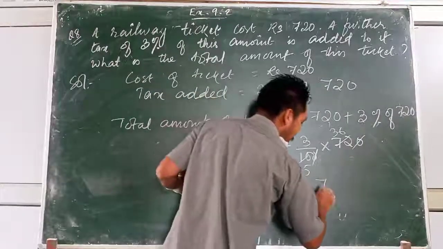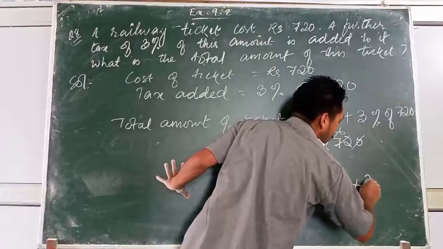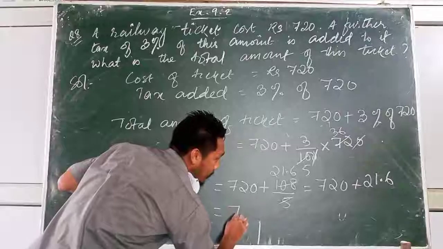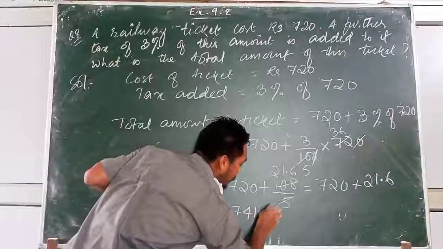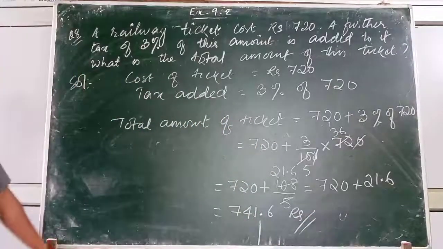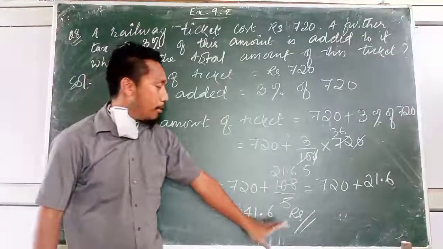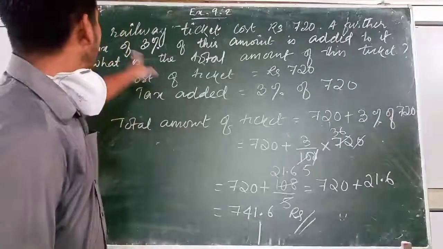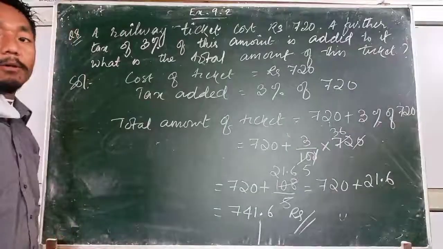So how much is this? 720 plus 21.6 rupees. If you add them, the ticket will cost 741.6 rupees. So the cost of the ticket is 741.6 rupees. This is your question number 8, so you can copy it down.